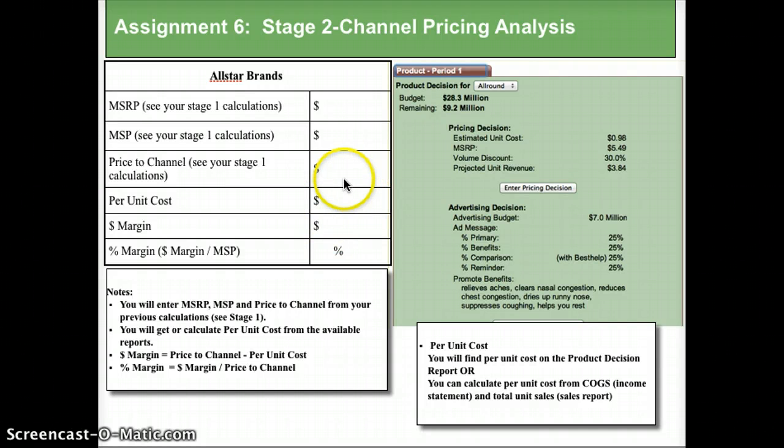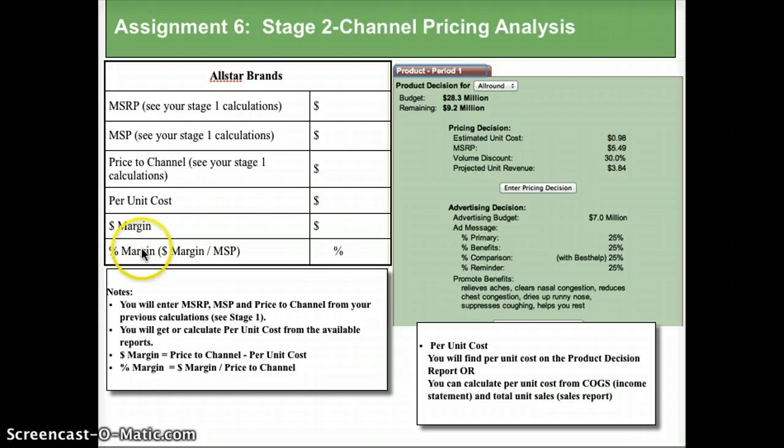Then what we're going to do is subtract the per unit cost from the price to channel. Remember again, this is your revenue for the product, or how much money you make when you sell the product to your drugstore, grocery store, and mass merchandise retail channel partners, okay? This is your price here. You're subtracting from that the unit cost, and that will give you a dollar margin, okay? So here, dollar margin: price to channel minus per unit cost.